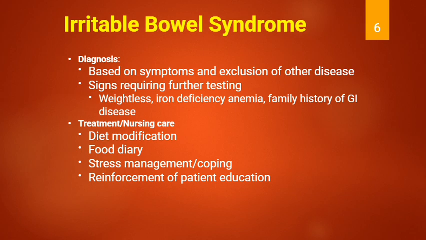Diagnosis of IBS is primarily clinical, meaning it is based on patient history and symptoms rather than laboratory or imaging tests. Healthcare providers must first rule out other gastrointestinal diseases such as inflammatory bowel disease, colorectal cancer, or infection. Diagnostic indicators include abdominal pain that is relieved by defecation, changes in stool frequency or consistency, mucus in the stool, and abdominal bloating. However, if certain alarm features are present, such as unintentional weight loss, iron deficiency anemia, or a family history of serious gastrointestinal disease, additional diagnostic testing is necessary to rule out other conditions.